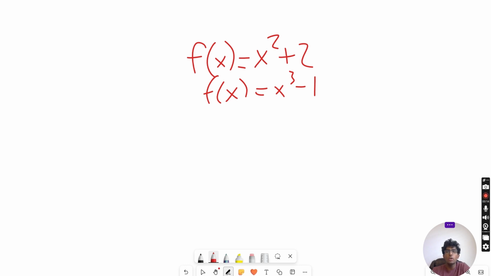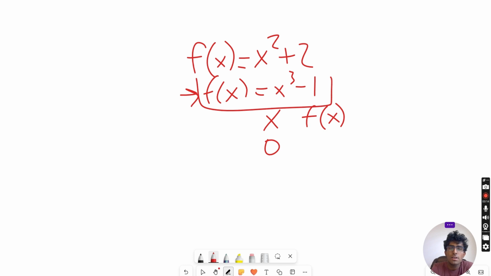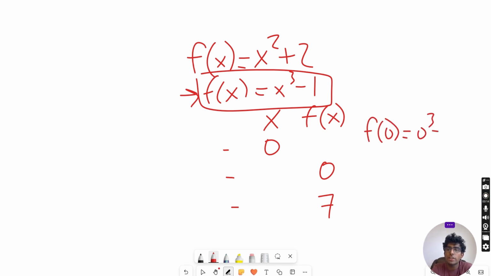So whenever you get a polynomial like this, if you're given a table, and let's say you need to find certain values, we're using this function, right? And let's say we have 0, and then we have 0, and then we have 7, and we want to figure out what are the appropriate input and output values for these three, right? So we see x is 0 to start off with, so we're plugging in f of 0 is 0 cubed minus 1. So it'd be 0 minus 1, which is negative 1. That would go here.